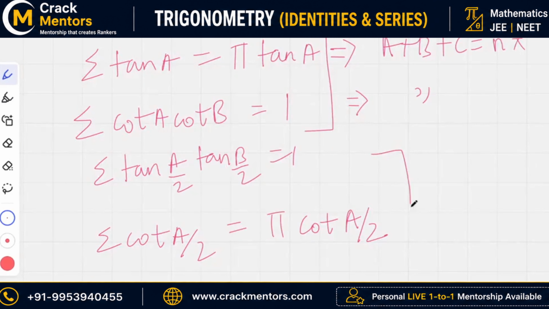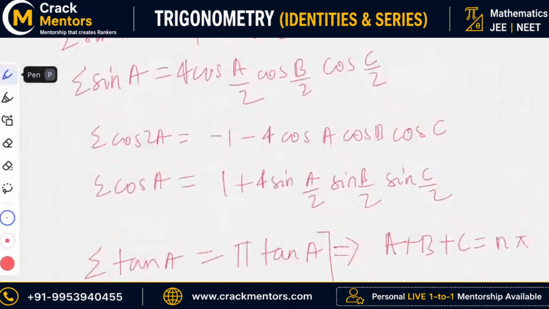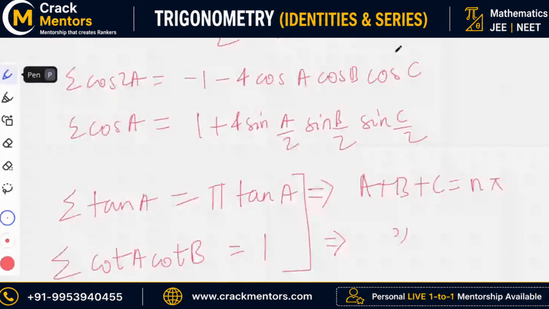And what would these two imply? Sorry, what these two would imply is that a plus b plus c is odd times pi. Okay, not just any integer times pi, but odd times pi. So the first four are for a plus b plus c is pi. The next two are for a plus b plus c equal to n pi, and then the next two are for a plus b plus c is some odd multiple of pi.